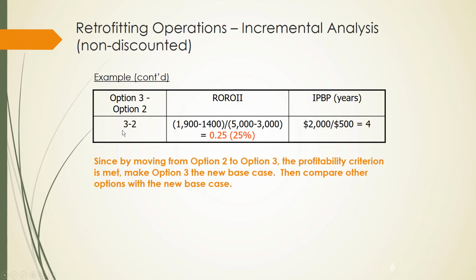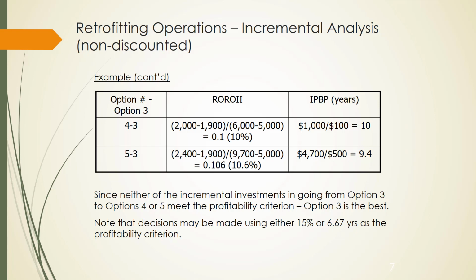Now I'm going to compare any higher cost alternatives to option 3. Comparing 4 to 3, we get a 10% return, which is less than the 15%. Comparing 5 to 3, we get a 10.6% return, which is also less than the 15% that we wanted. The payback periods on these are greater than 6.7 years, and therefore our best choice is option 3.